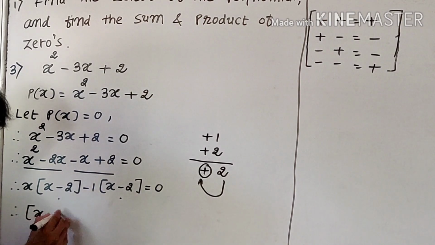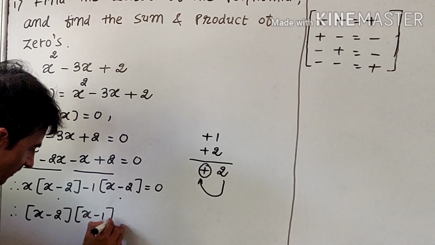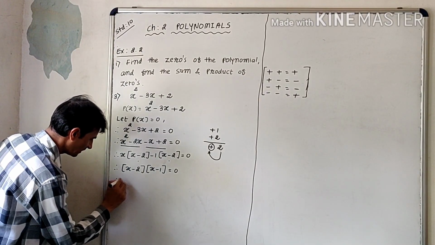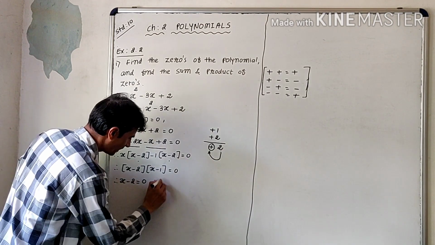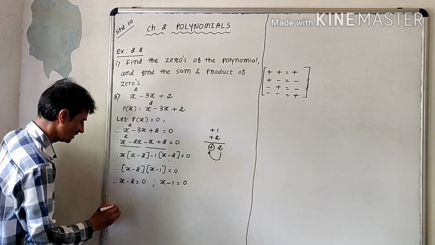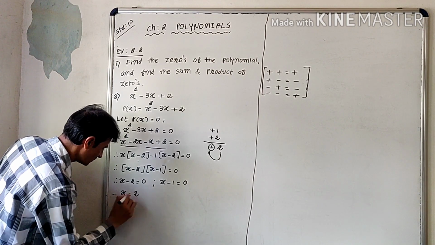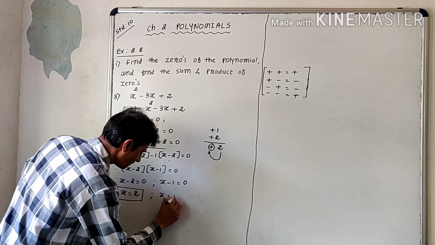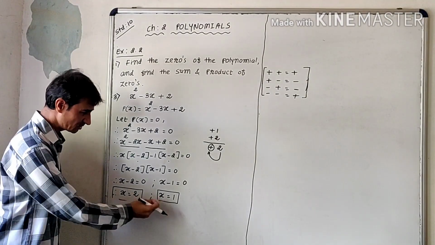First of all, x minus 2 one time, and now x minus 1 is equal to 0. I can separate the 0, therefore x minus 2 is equal to 0, and now x minus 1 is equal to 0. I want to separate the x, which means what? x is equal to 2, this is my first zero, and now x is equal to 1, and that is my second. Now these are the zeros.